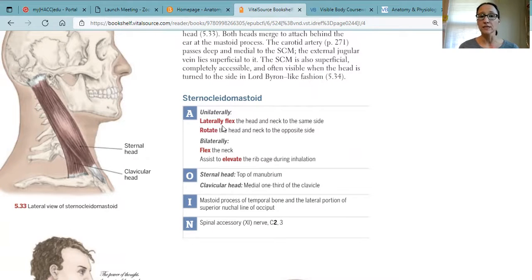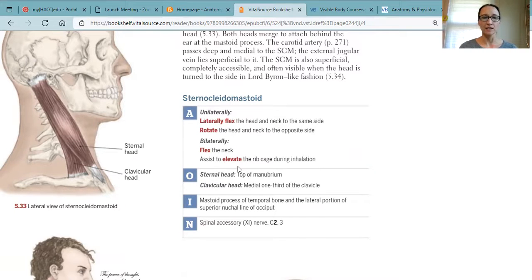It can also laterally flex the head and neck. See? Right there, laterally flexing. Okay. So we have lateral flexion and rotation to the opposite side, and you can see very easily that that muscle pops right out when we do that. Bilaterally, these are on the anterior, so they're going to do anterior type things like flexion. So we have flexion of the neck.